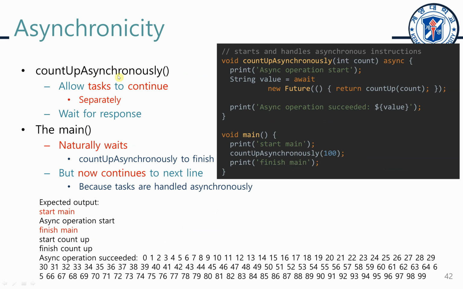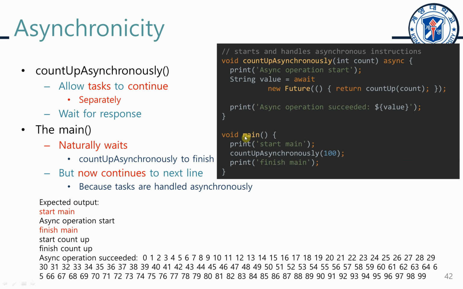That means this will create our asynchronous method, and then run this method separately while the program continues. So naturally, the main program actually waits for count up asynchronously to finish. However, at this point, it continues because the task is handled asynchronously. So what are we actually doing? So let's start the program from main.